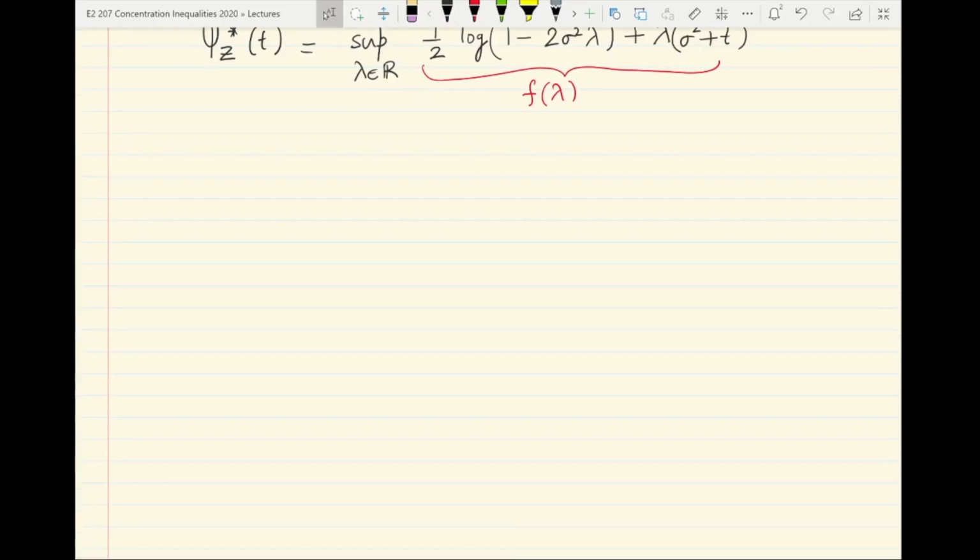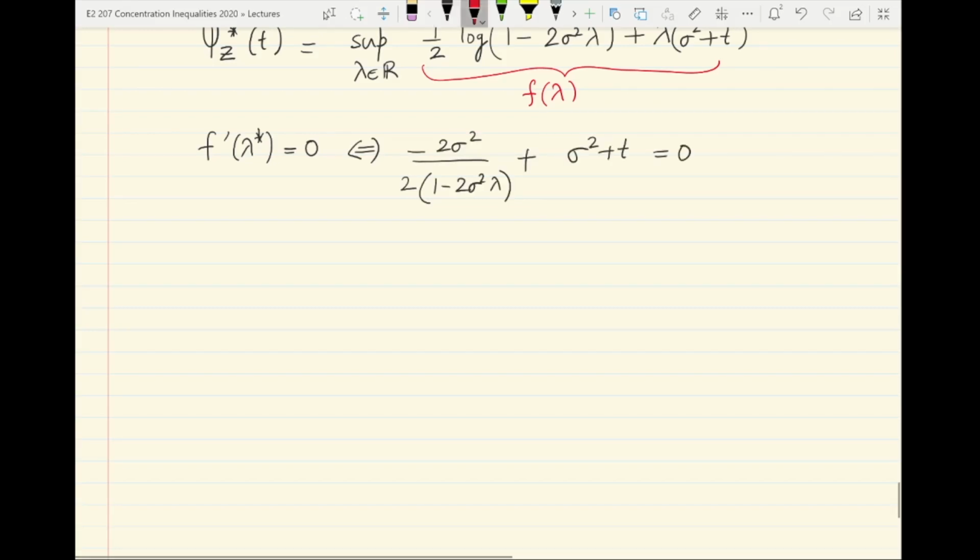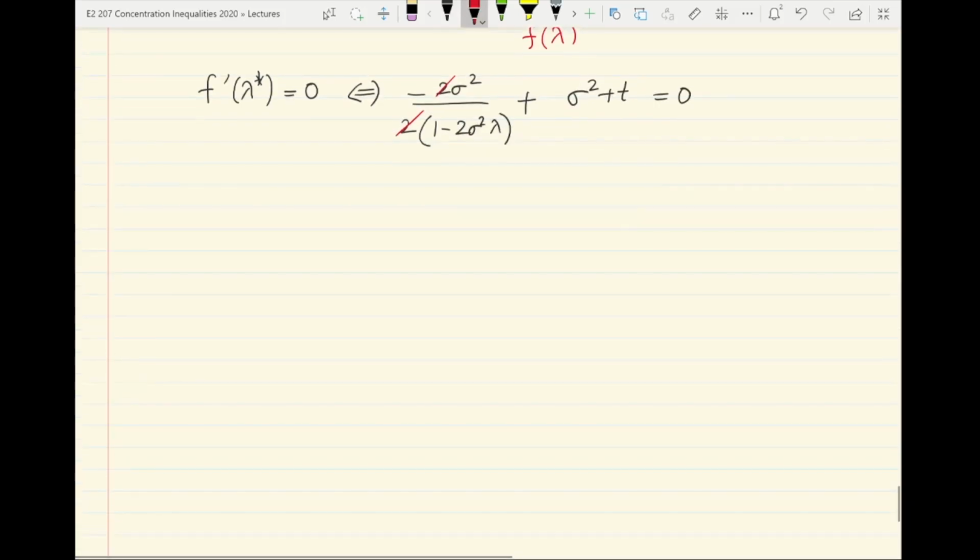So how do we do that? We will differentiate f and set it to 0. So f prime at lambda star equal to 0 is equivalent to saying minus 2 sigma square by twice 1 minus 2 sigma square lambda, plus sigma square plus t, equal to 0. So you have a cancellation here, and finally what you will get is that lambda star is just going to be 1 over 2 sigma square times t over sigma square plus t.